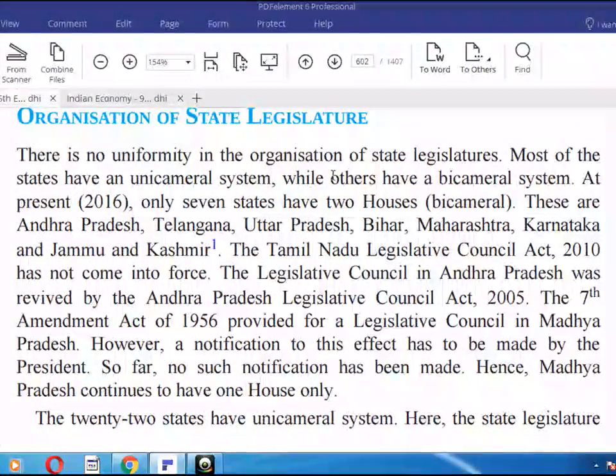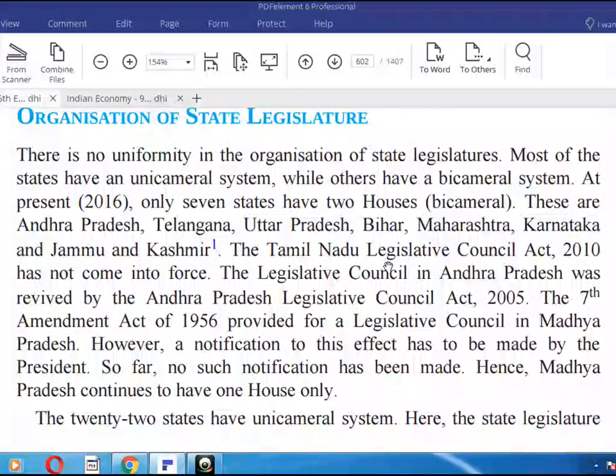Organization of state legislature. Here, there is no uniformity in the organization of the state legislature. Most of the states have a unicameral system, while others have a bicameral system. At present, as of 2016, only 7 states have two houses. These are Andhra Pradesh, Telangana, Uttar Pradesh, Bihar, Maharashtra, Karnataka and Jammu and Kashmir. The Tamil Nadu Legislative Council Act 2010 has not come into force.